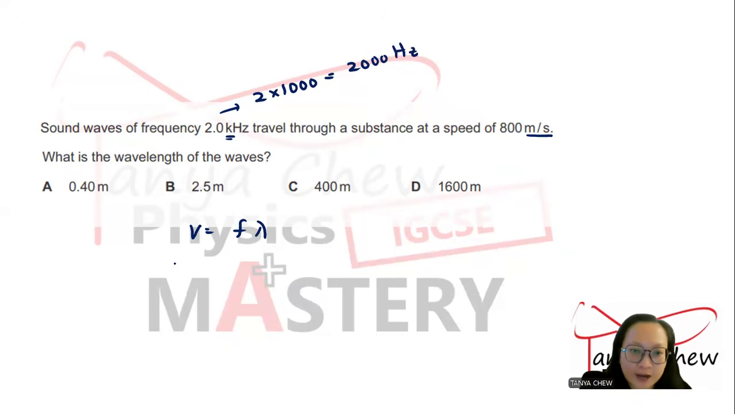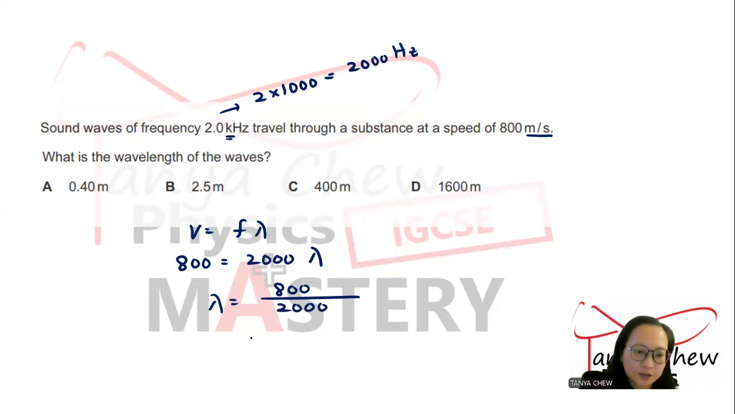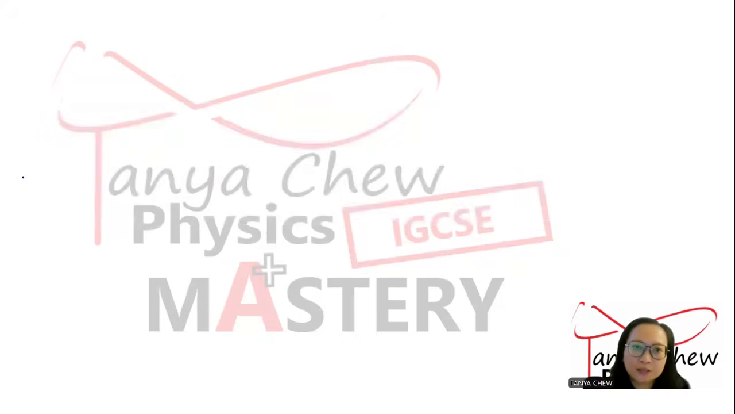Now to find the wavelength, this is wave speed 800, frequency is 2,000, and wavelength is called lambda. So lambda is given as 800 divided by 2,000. So your answer should be 0.4 meter. A is the answer.